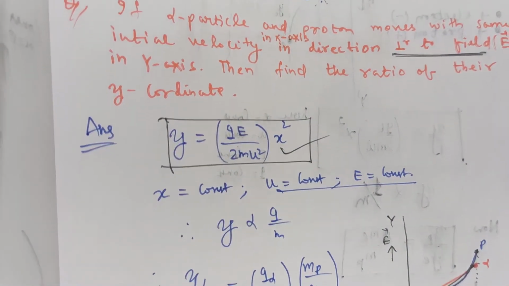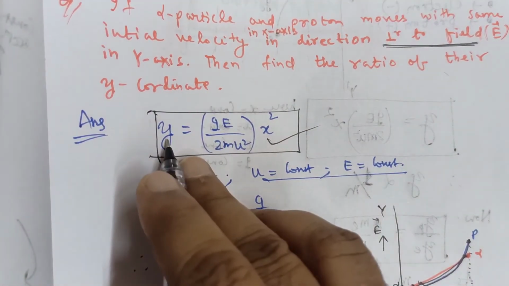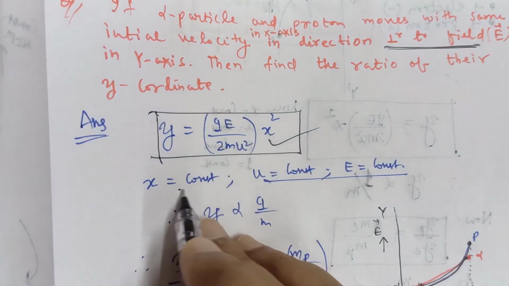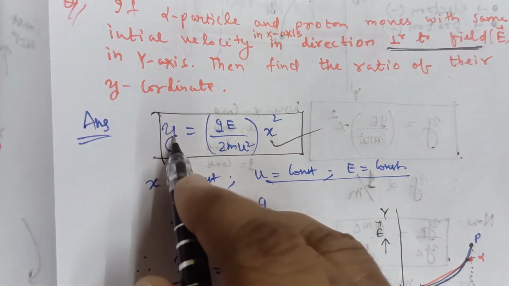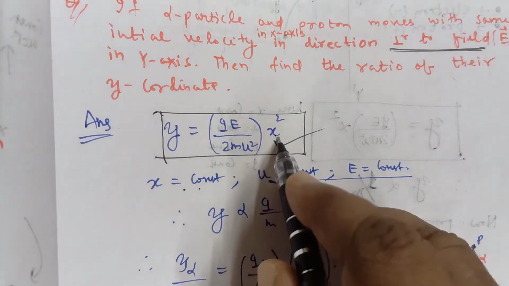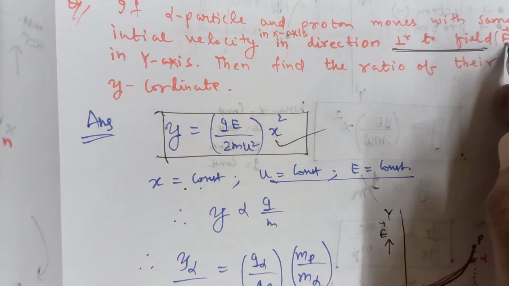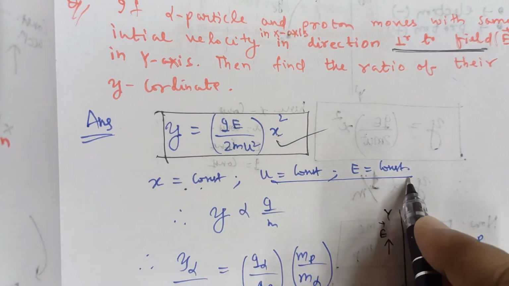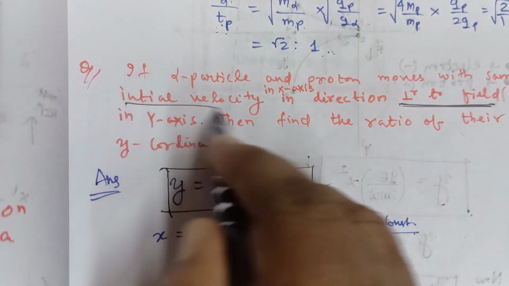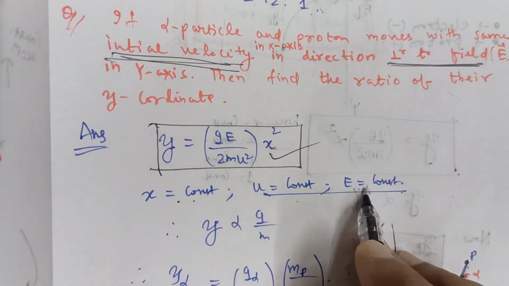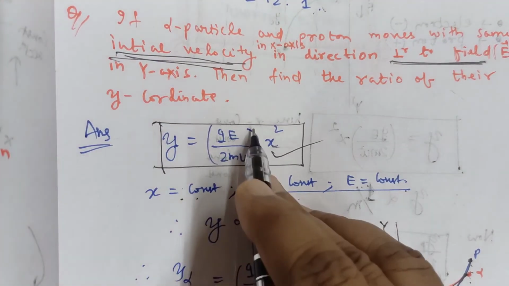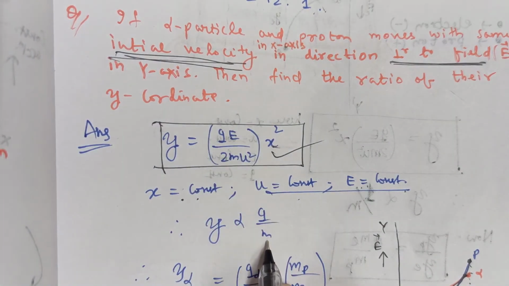Here we are comparing the y deflection, which means we have to keep the parameter x constant. With the same x coordinate we compare y of alpha and y of proton. So x is constant. The same electric field is given in the question, and the same initial velocity, so u constant, E constant, x constant. You see the formula, the only variable is q by m.